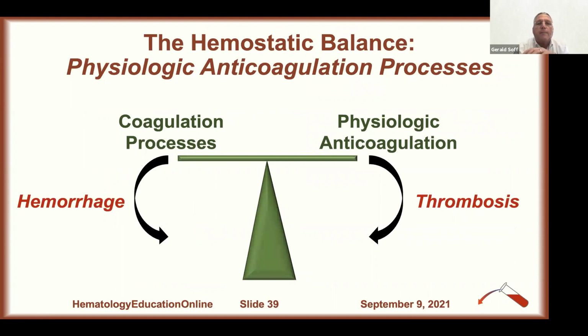So next thing we want to talk about is the hemostatic balance. We've talked about our current understanding of the physiologic processes leading to coagulation. Now we're going to talk about the physiologic anticoagulation processes. And it's a balance, right? If there's too much coagulation, one has thrombosis. If there's a deficiency of the coagulation factors, we have hemorrhage. And if there are deficiencies of the physiologic anticoagulation, that also leads to thrombosis.